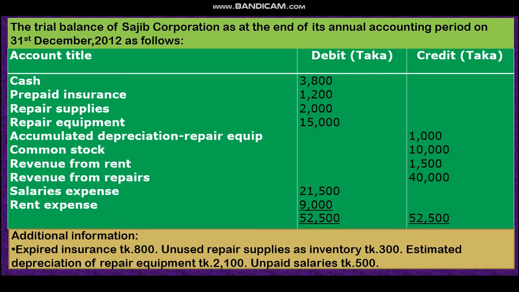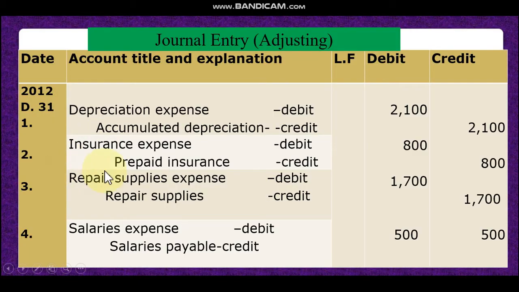So what will be the journal? Look, insurance expenses debit, prepaid insurance credit. That means 800 is our insurance expenses debit, prepaid insurance credit.